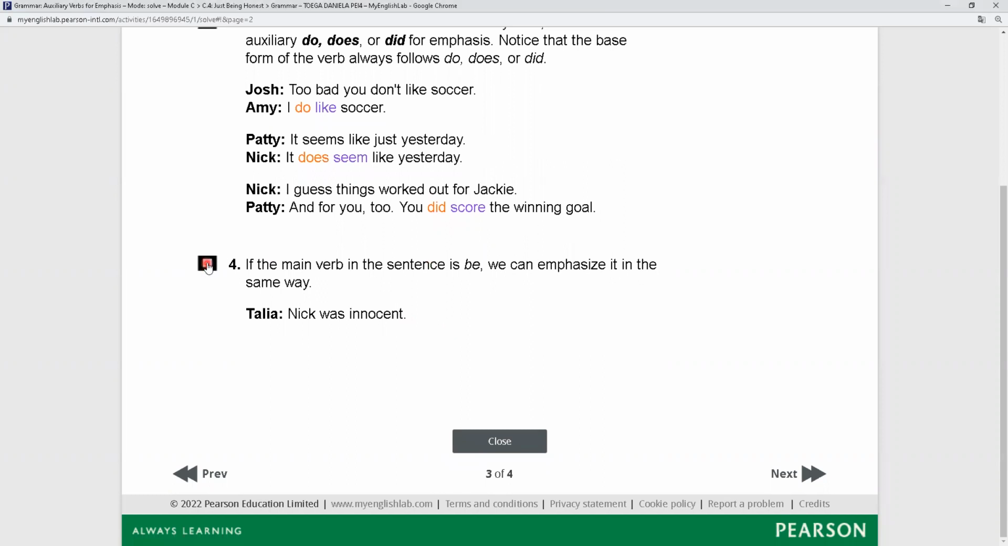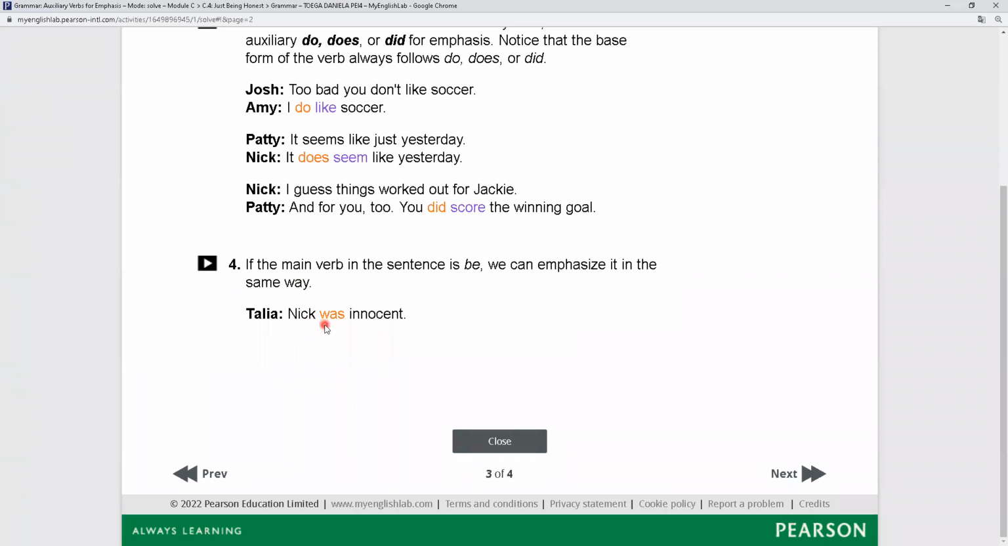If the main verb in the sentence is be, we can emphasize it in the same way. Nick was innocent. Okay. In some cases, we're gonna find some sentences that are gonna contain the verb to be, was, were, okay? In this case, we can emphasize it in the same way.